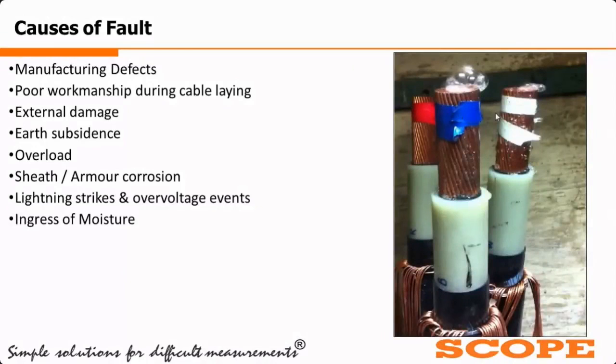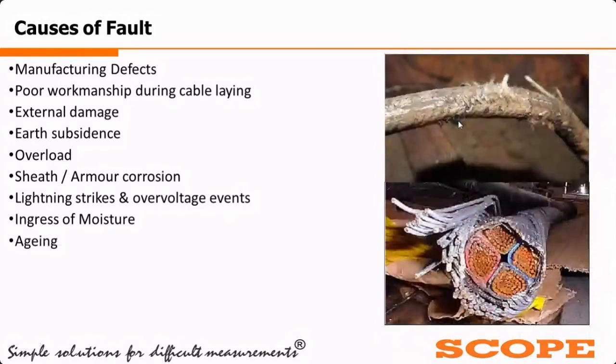The next type of cause of fault is the ingress of moisture. Due to damage to the outer layer of the cable, moisture enters the cable, and due to the entry of this moisture, the insulation undergoes water treeing. This water treeing is converted into electrical trees after a period of time, because under the application of higher operating voltages, these water trees are easily converted into electrical trees, and these electrical trees cause the breakdown of the cable.